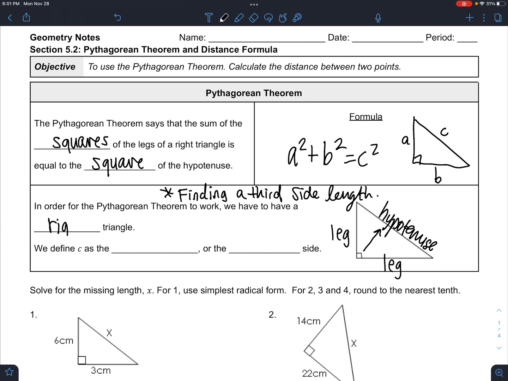You have to have a right triangle, and C is the hypotenuse, or the longest side. So it's really important that you remember that C is the biggest side, and it is across from the right angle. The right angle kind of points to where C is.